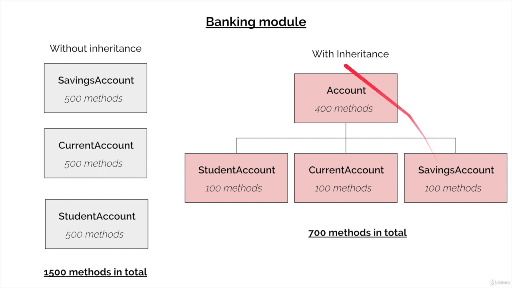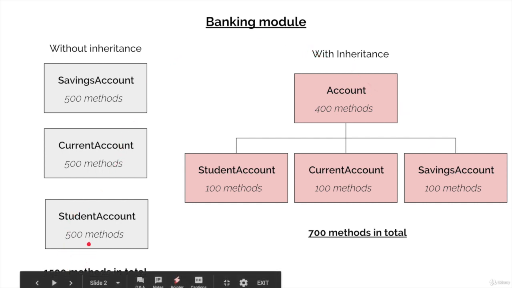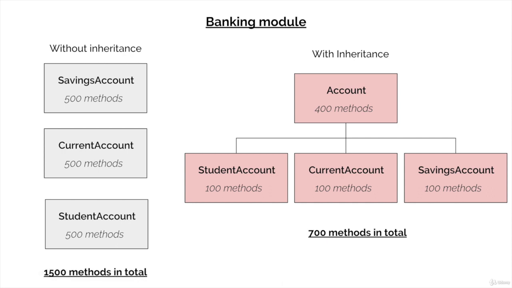I would also like to mention that you are writing 1500 methods in total over here, but in this method you are just writing 700 methods. So it also reduces the code size, or the code base, by a lot, and it's much easier to maintain as well.